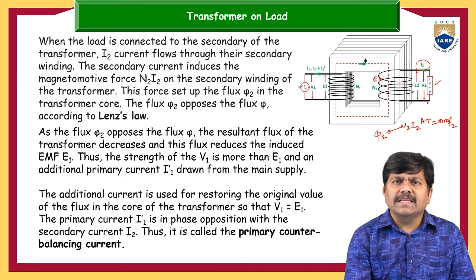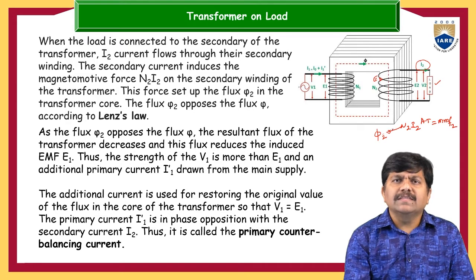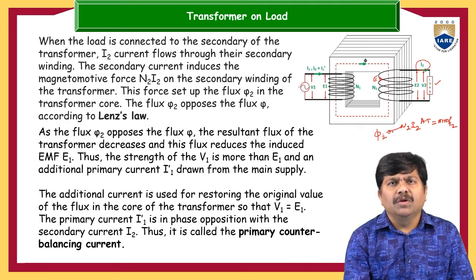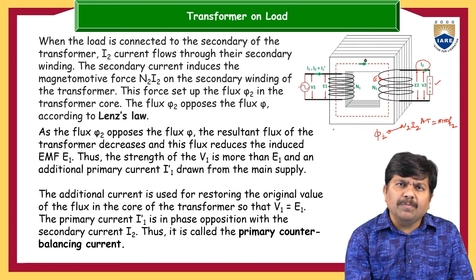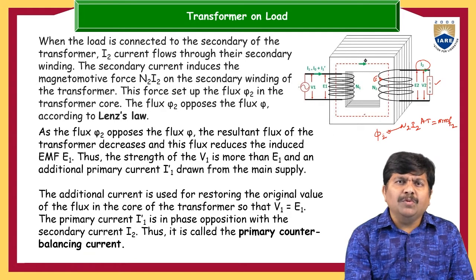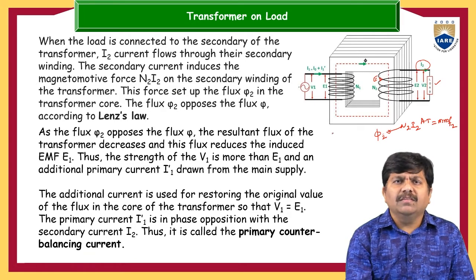But here, once the load is connected, the secondary current will exist. Once the secondary current is established in the secondary winding, there will be a magnetomotive force in the secondary winding. It will supply its own flux, that is pi 2. So as per Lenz's law, what could be the direction of this pi 2? What is the cause for this pi 2? The cause for pi 2 is I2, and the cause for I2 is the secondary induced EMF, E2.